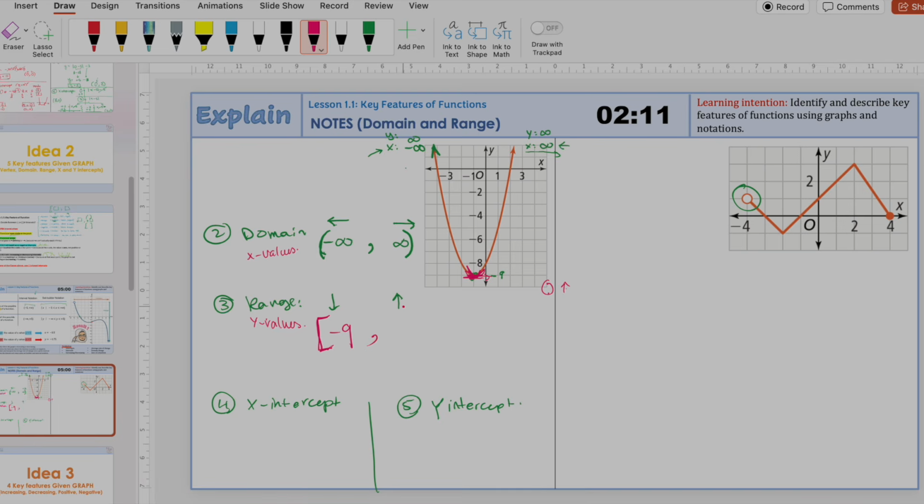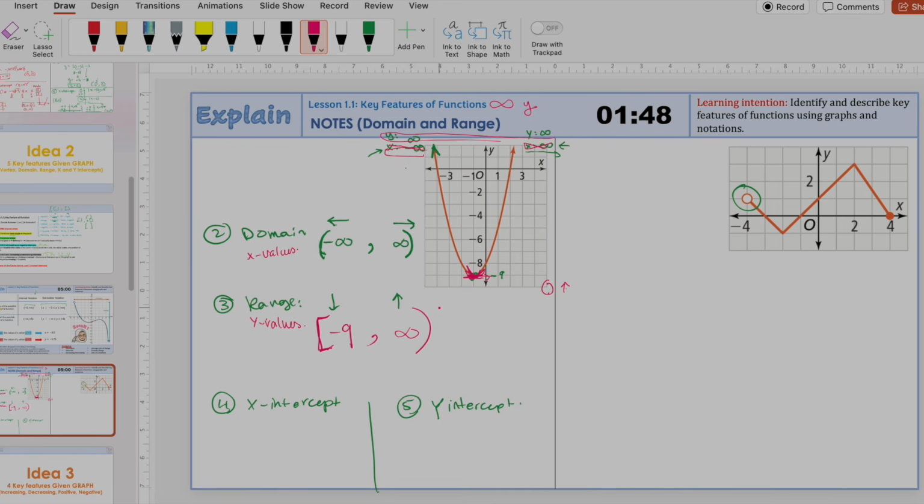Okay, what's the highest value? I have 2 highest values, and both of them are arrows going to infinity in the y. This one is going to negative infinity of the x, but I don't care about the x. I only care about the y because I'm talking about the range. So infinity, and infinities are always open.